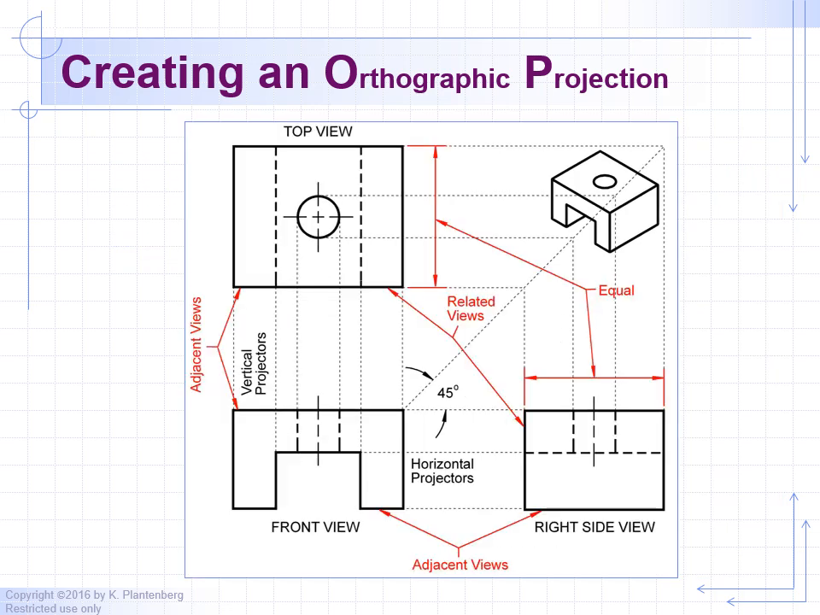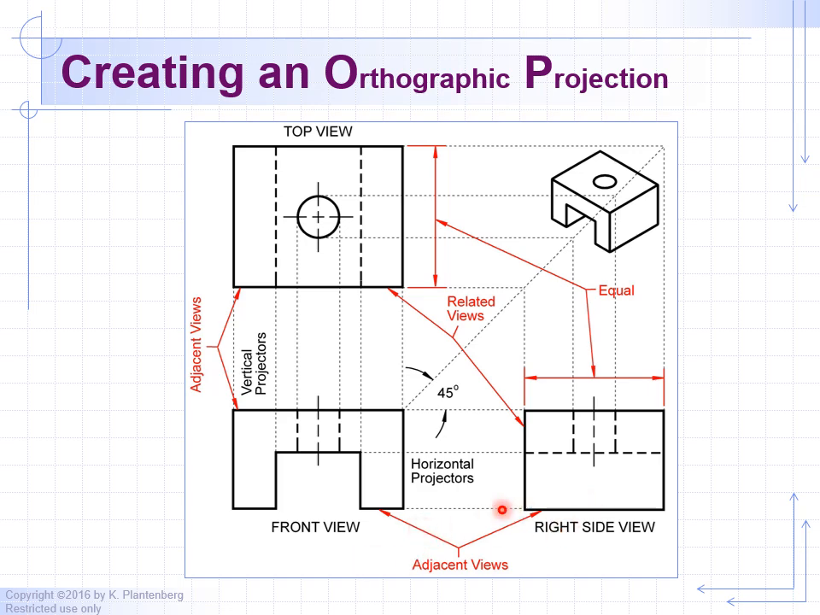Now, in terms of the views, these are going to be adjacent views, front and top, front and right. These two are known as related views. Clearly the top view and front view are going to have the same width. Clearly the side view and the front view are going to have the same height. Notice, of course, the top view has the same depth as the right side view. So these should be equal.